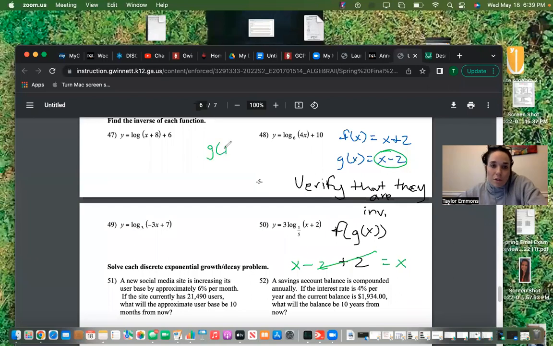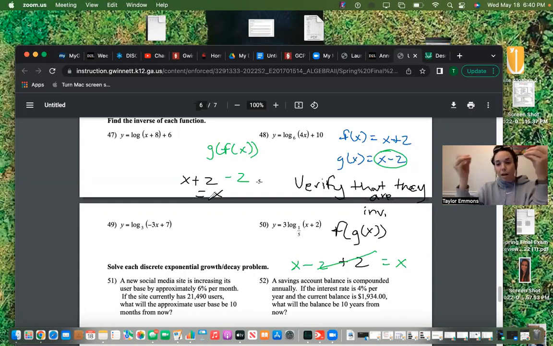So g of f of x means that I'm going to write out what g is, so that's x minus 2. And then I'm going to plug in where this x is. I'm going to plug in what f is. And then again, I'm going to simplify, and that's going to equal x. So you need to know that if they're inverses of each other, if you did the composition, you're going to get x.